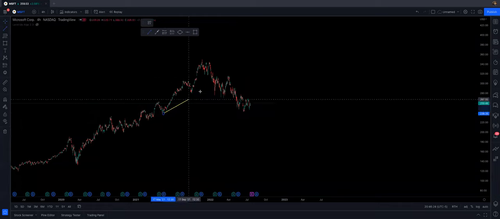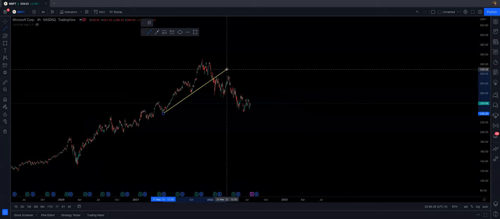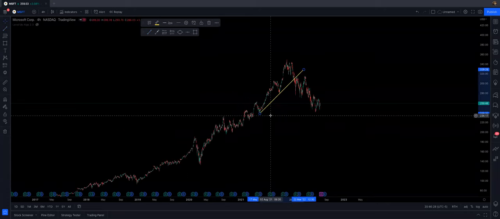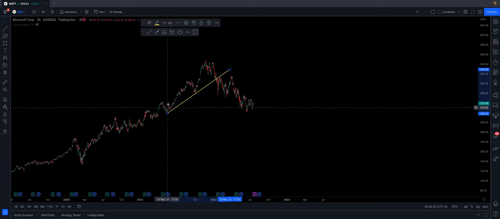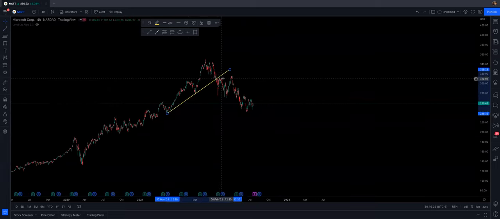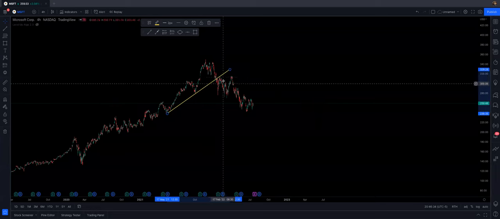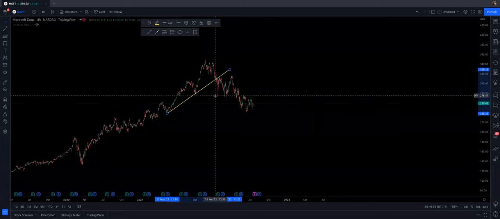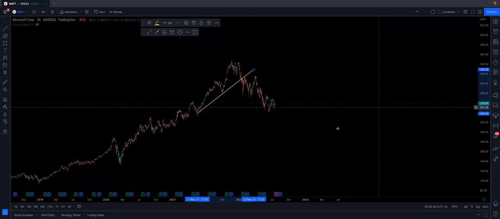Here goes a bigger one. So here goes a bigger trend line, right? So we had the bounce, and then we had the break and retest. So we broke and retested it and broke down. That's, I guess, a little more advanced one, but not really too advanced.